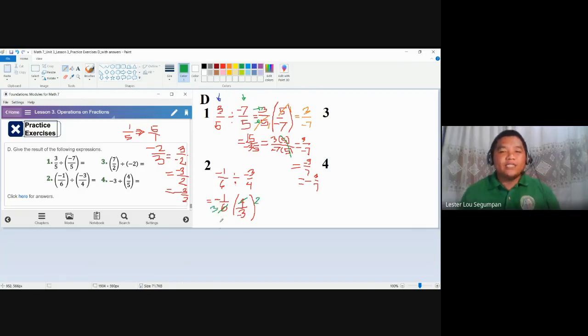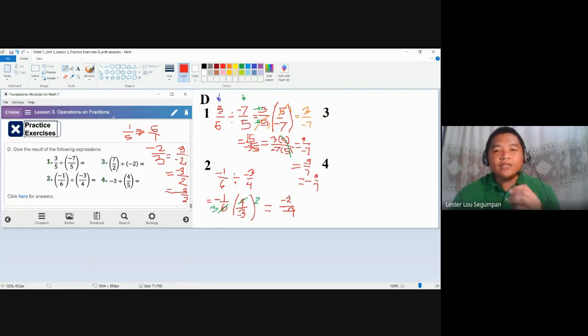Not addends, po, kasi it should be factors. 2 times 2 is 4, 2 times 3 is equal to 6. So when we remove the factors of 2, we still have 2 and 3. So when we proceed with multiplication, we have here negative 2 over negative 9, because that's negative 1 times 2, negative 2, 3 times negative 3, negative 9.